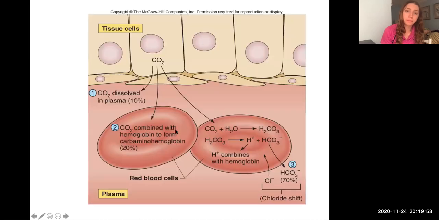All right, so this is just showing you that CO2 is dissolved in the plasma. It's also combined with hemoglobin to form, this is the name for it if you want to know, carbaminohemoglobin. And then it produces the bicarbonate and the hydrogen, and there's a chloride, but we don't need to know about all that, so I'm not going to talk about that.